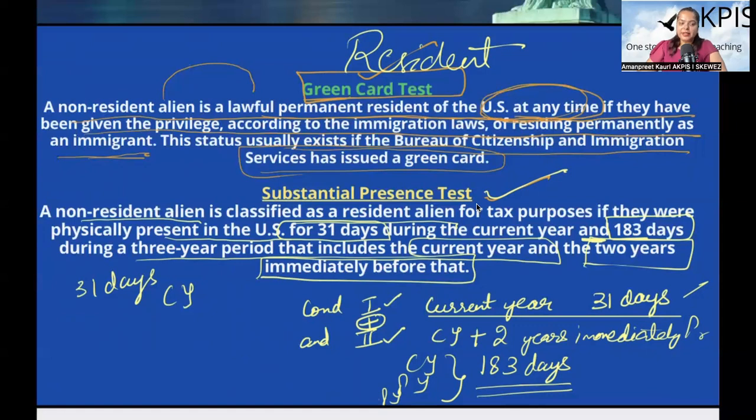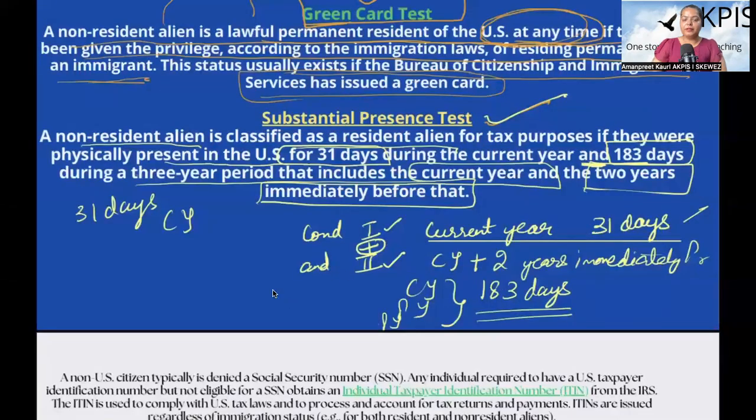And all the compliances with respect to the same need to be filing requirements with the IRS. What is the IRS? That's the governing body of the United States of America for US taxation, the Internal Revenue Service. You are supposed to file your income tax return with the concerned governing body. So we have covered the concept related to the substantial present test, green card test and all. Now let's proceed further with respect to this.